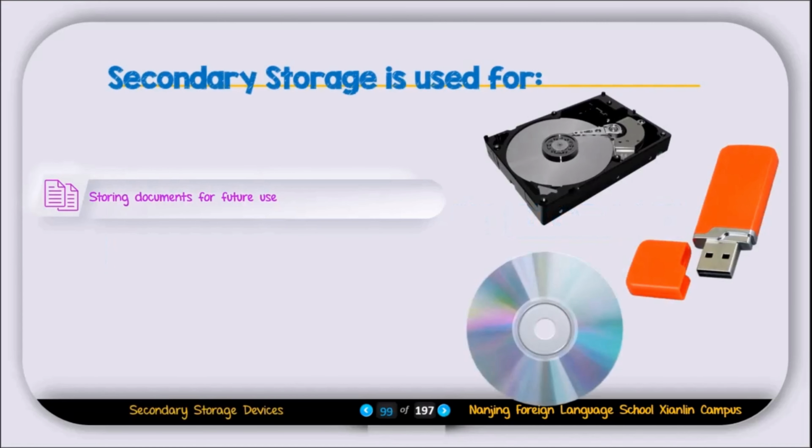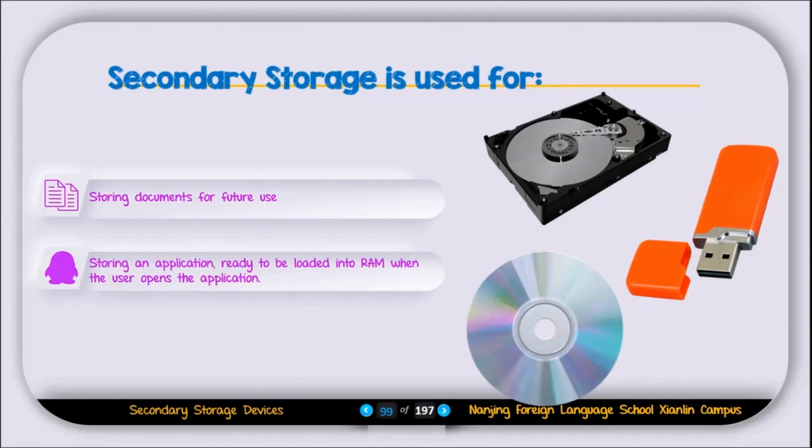Secondary storage devices are used for storing documents for future use. This is the first use. The second one is storing an application ready to be loaded into RAM when the user opens the application. This is the use of storage devices. Here you can see the examples. We have the hard disk, the CD, and the USB. All those devices are storage devices.